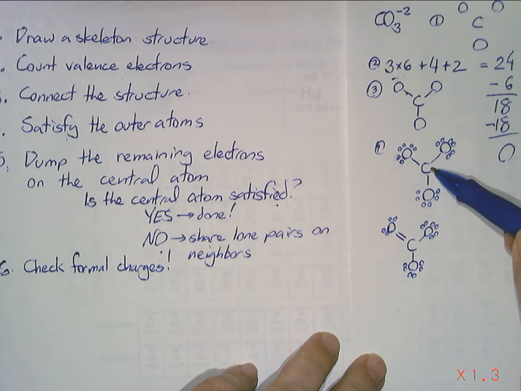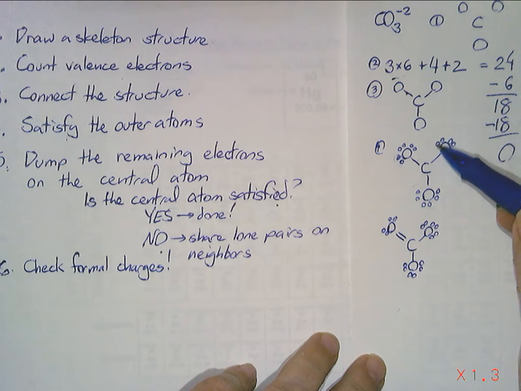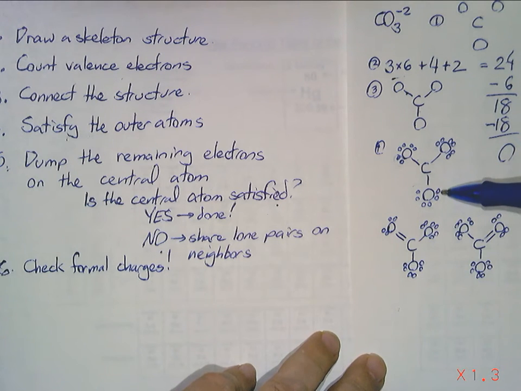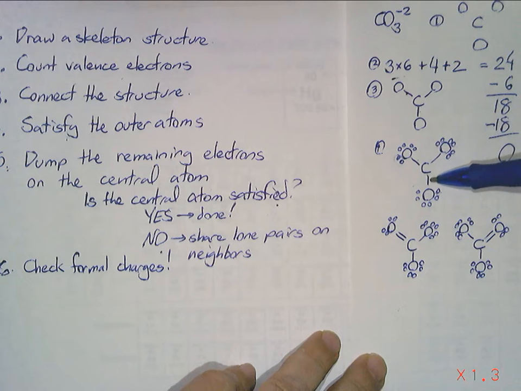But there's another way that I could do that. I could have taken a lone pair from here and put a double bond there. If I had done it that way, I would have gotten this structure. And you can see where I'm going with this. I also could have taken a lone pair from this one and made a multiple bond facing down that way.